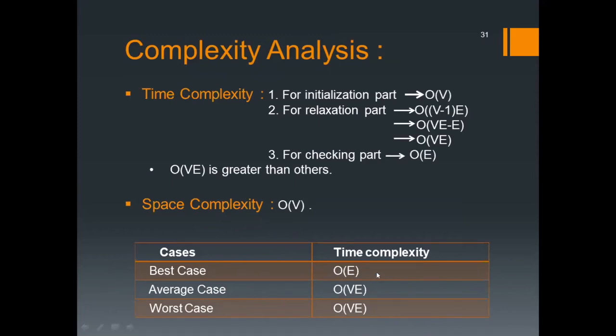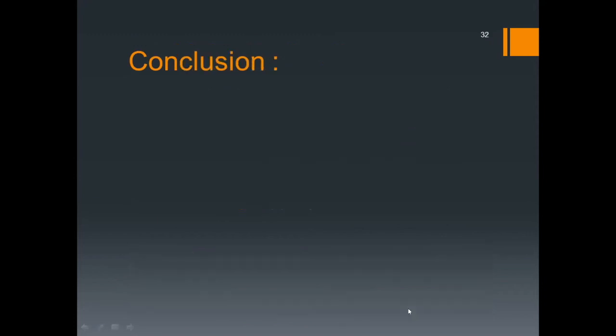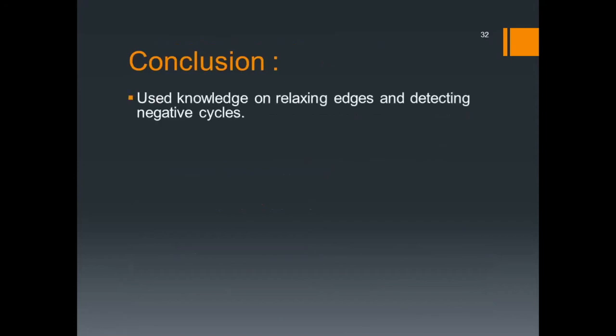In average case time complexity will be order of V into E, and worst case it will be order of V into E. And here the conclusion part. In this article, we have used knowledge from previous two articles on relaxing edges and detecting negative cycle to implement Bellman-Ford algorithm.